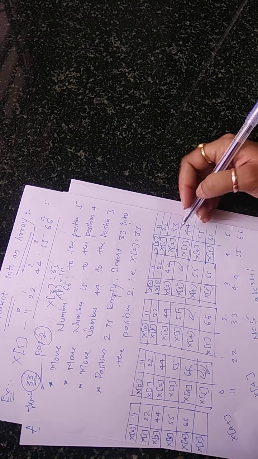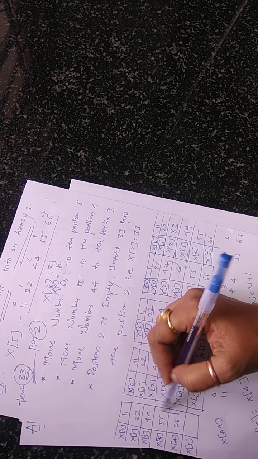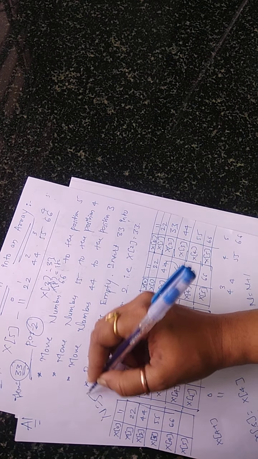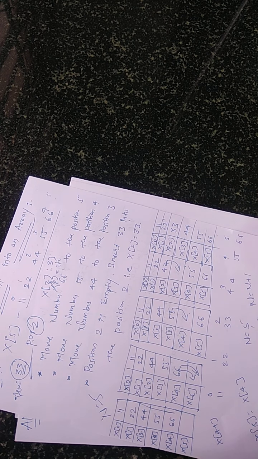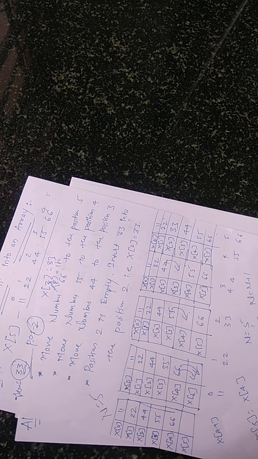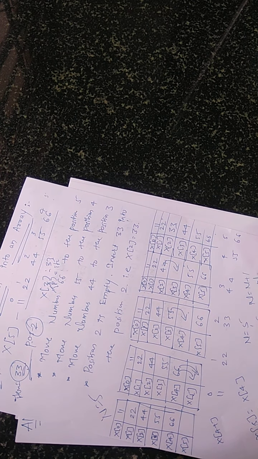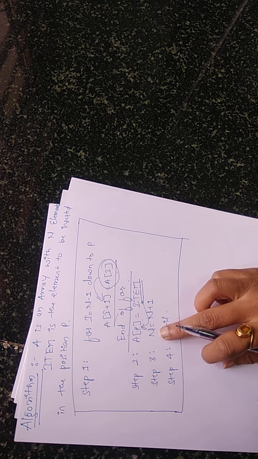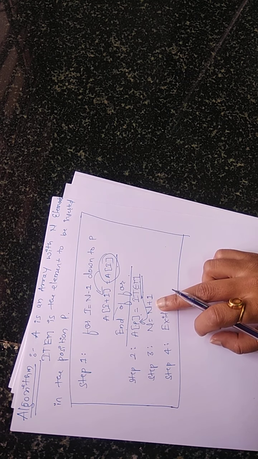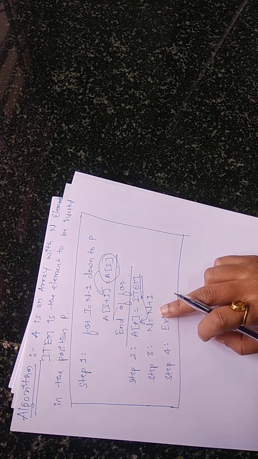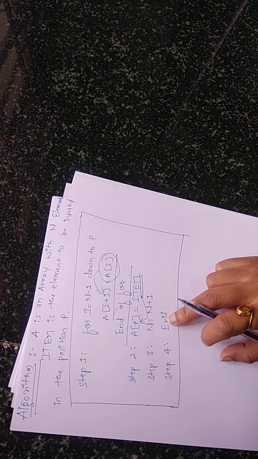Done. So now see, earlier the elements were 5, so n size was 5. Now when we add the extra element, n becomes 6. So n was 5, now n becomes 6. So we have to instruct the array: you have to make n equal to n plus 1. Then you have to come out of the loop, that is the exit.